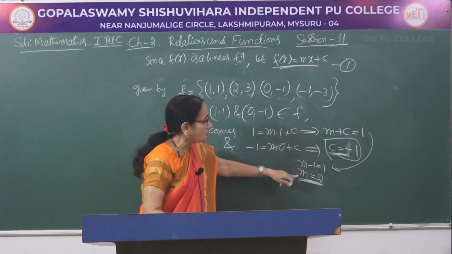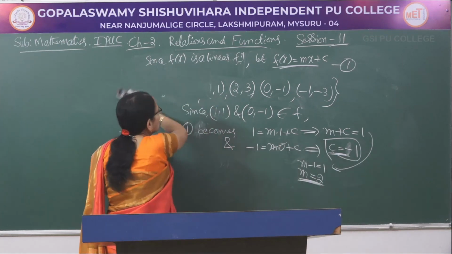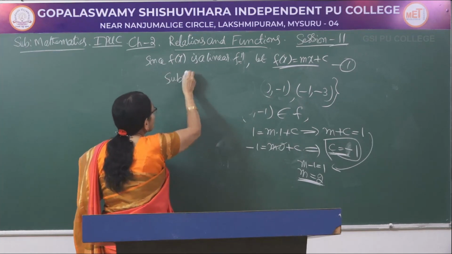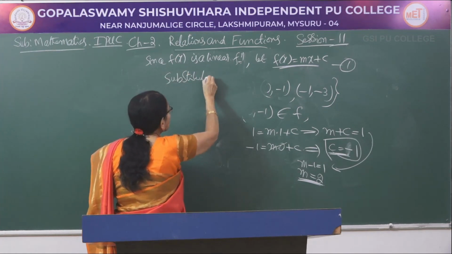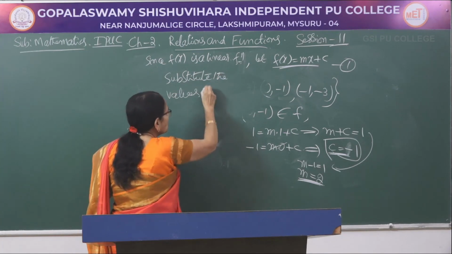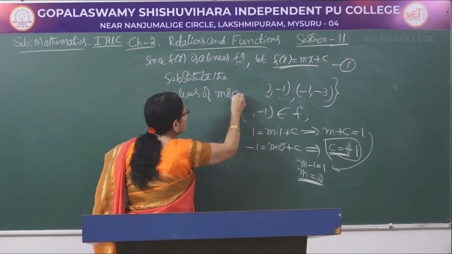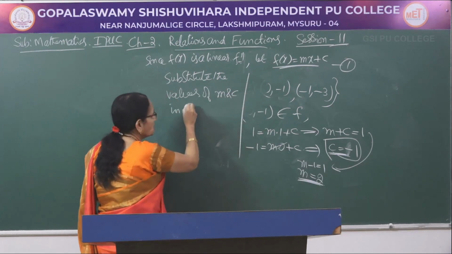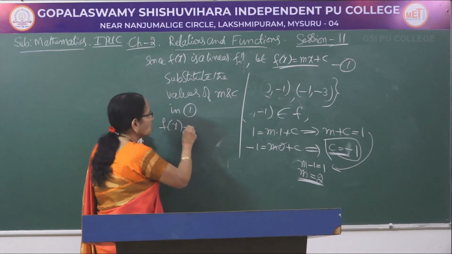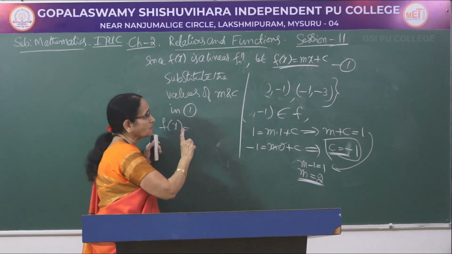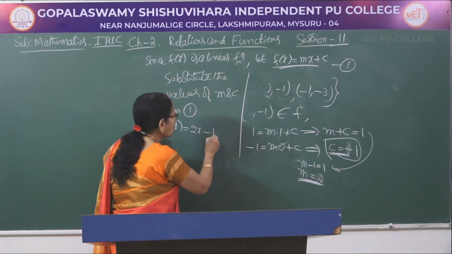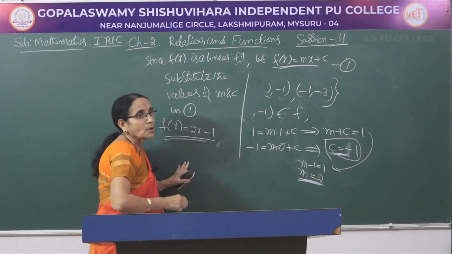So, we have calculated the values of m and c, which have to be substituted. Then you have to write: substitute the values of m and c in the first result. It is always better to write it as f of x equal to, now write x and f of x as they are. What is m here? 2 into x. What is c? Minus 1. So, this is the function.